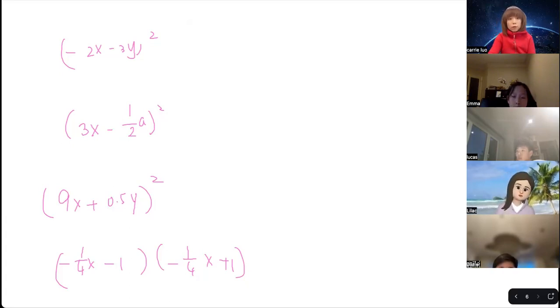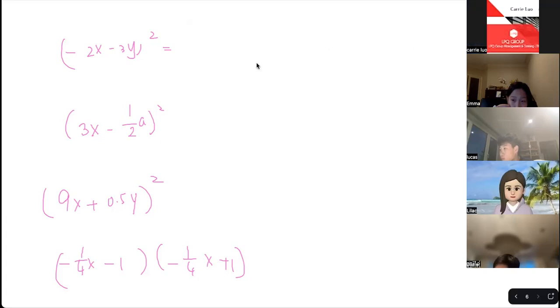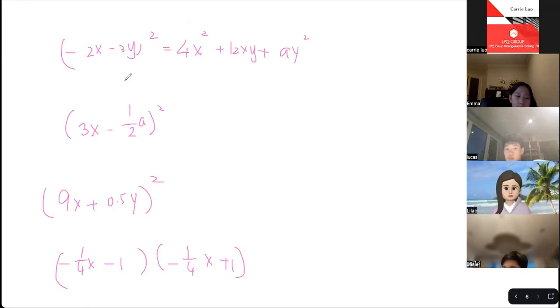Okay, the first one I'm going to call Emma. Emma, I don't know if you noticed that this question is a little different from all the questions before, right? I just want your answer first, and then we'll discuss how they differ. 4x squared. Okay, let's take a look at this one. The first question is 4x squared plus 12xy plus 9y squared. Very good. Good job, Emma. Okay, so all of them are right.